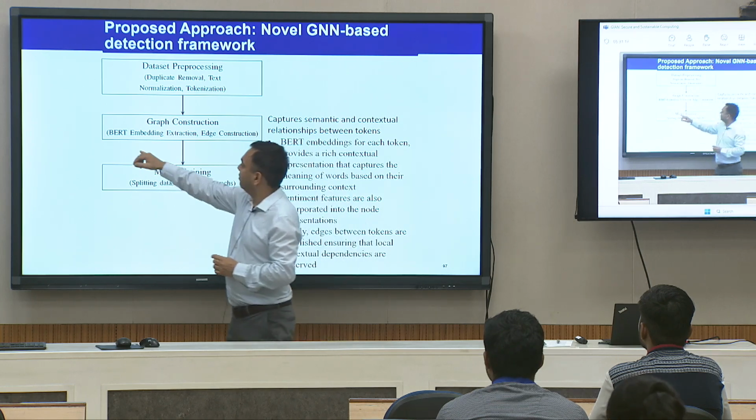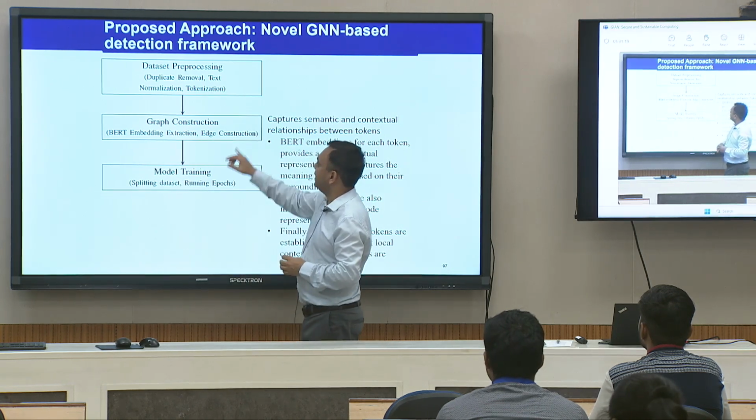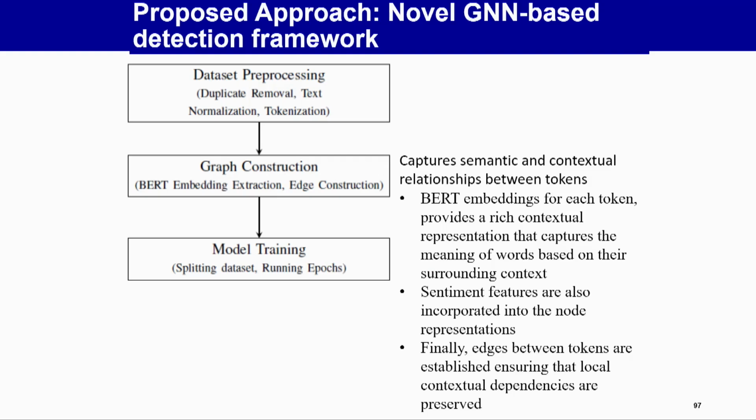This is like BERT embedding extraction and edge construction. These are already well popular, and there are libraries to do that. So from the tokens, the nodes of this graph construction, we capture semantic and contextual relationships between the tokens. I think someone said sentiment analysis. This is very close to that. So these kinds of relationships are captured.